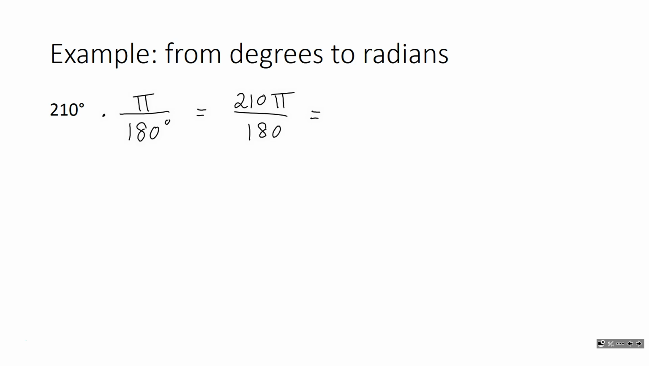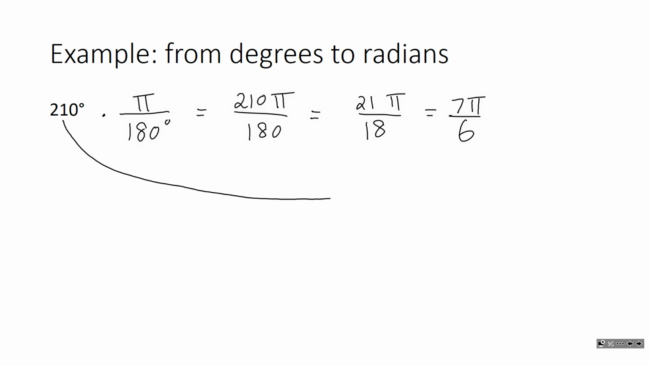Suppose we divide numerator and denominator by 10. We would have 21 pi over 18. We could further divide 21 and 18 by 3, and we would have 7 pi over 6. So 210 degrees is equal to 7 pi over 6.